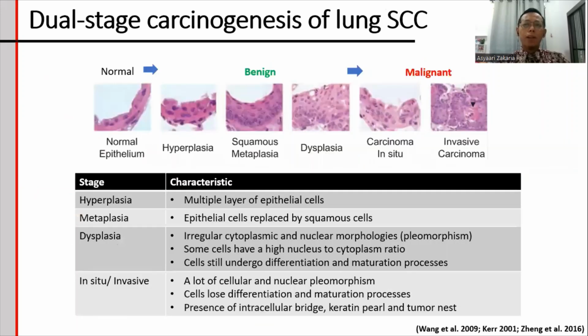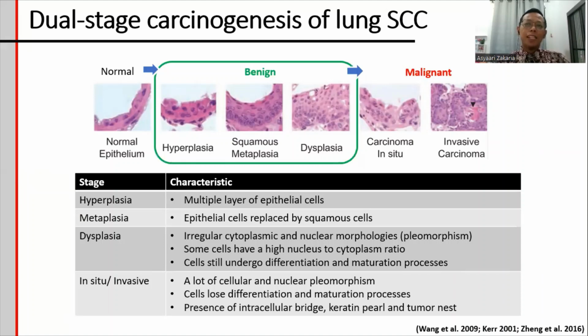Lung SCC involves a multi-stage process to form, starting from normal, hyperplasia, metaplasia, and dysplasia. These three histology characteristics are known as benign. Then it can become carcinoma in situ and invasive carcinoma, which is the malignant stage.